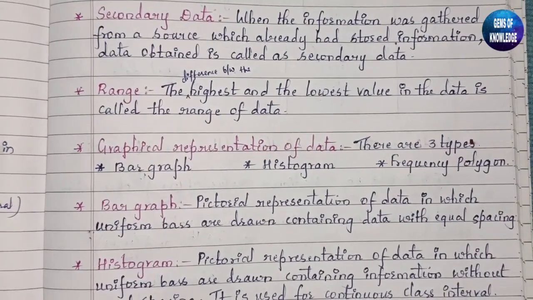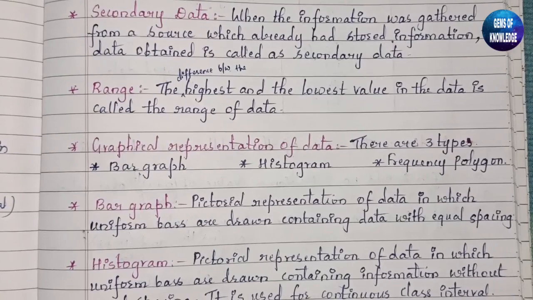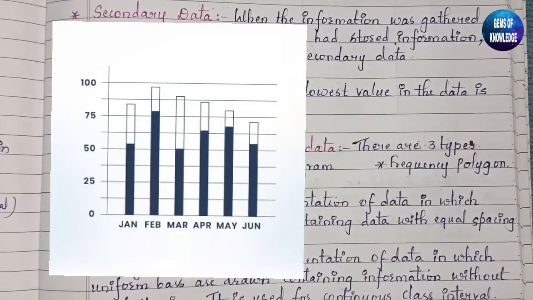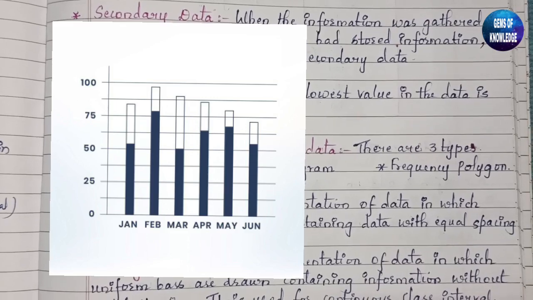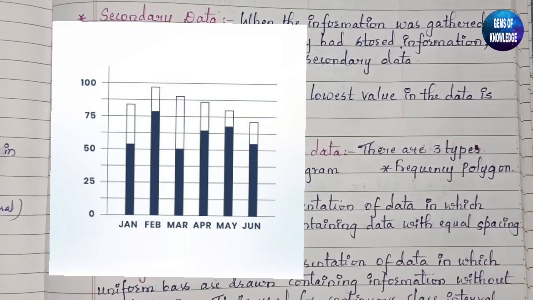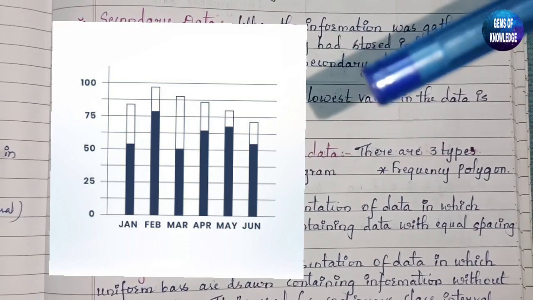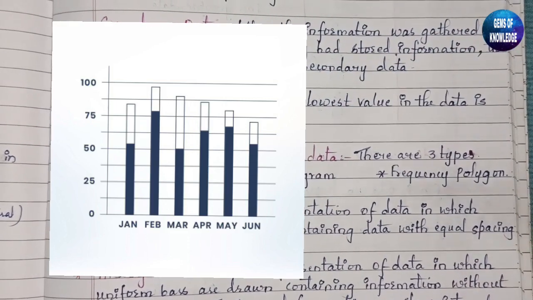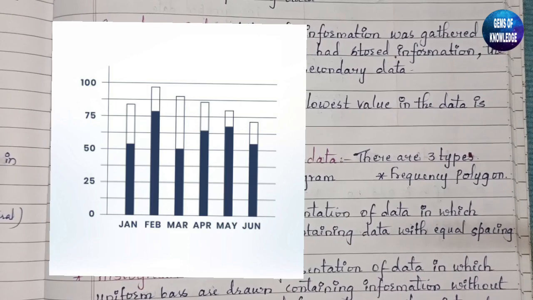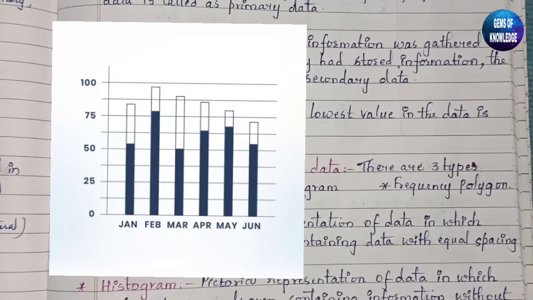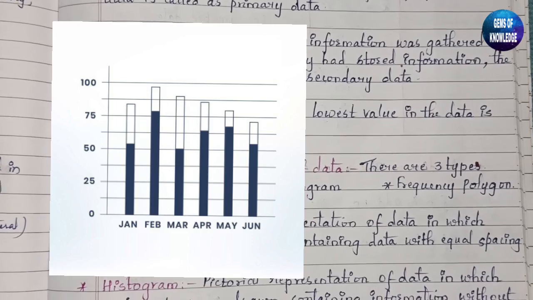I will put a picture onto the screen. As you can see, this is your bar graph. There you can see there are uniform bars which have been separated. In between the rectangular boxes there is a gap, and that gap is equal in each and every case. That particular thing is nothing but called a bar graph.